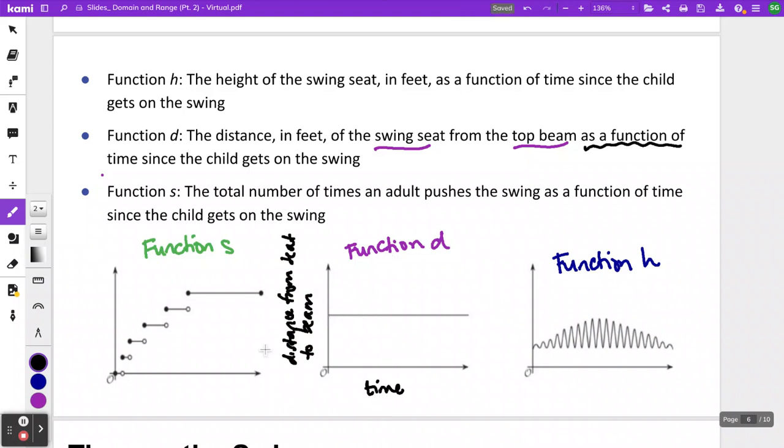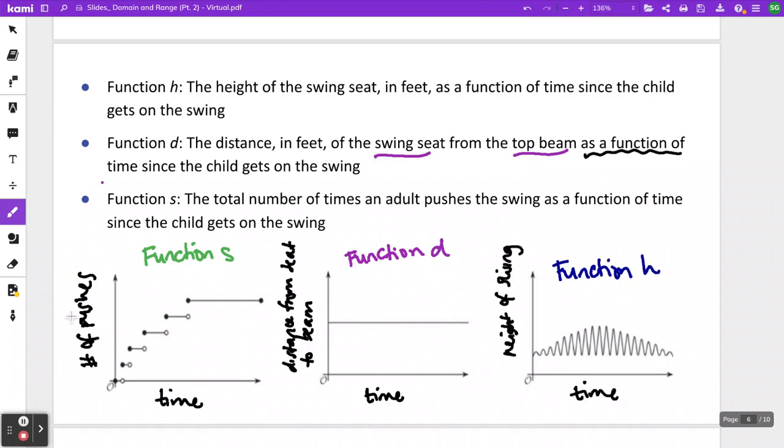And so our graph is showing that distance from the seat to the beam, that distance is never changing. It's never increasing or decreasing. The same thing I did here for function D. Go ahead, pause the video and see if you can do it for function H and function S.